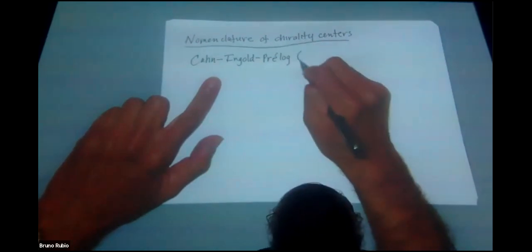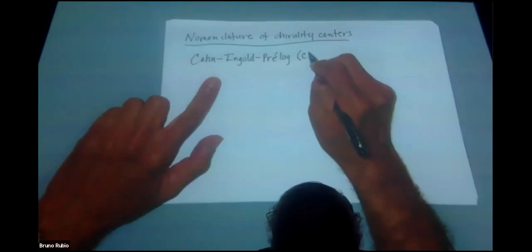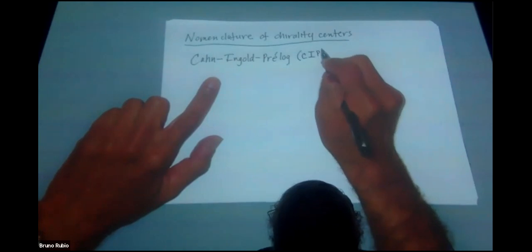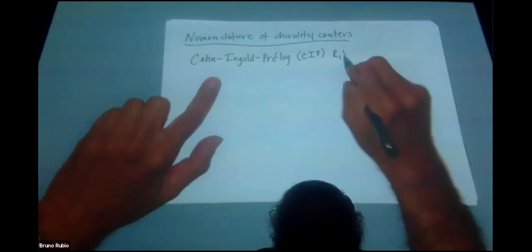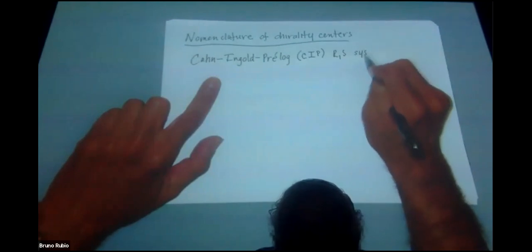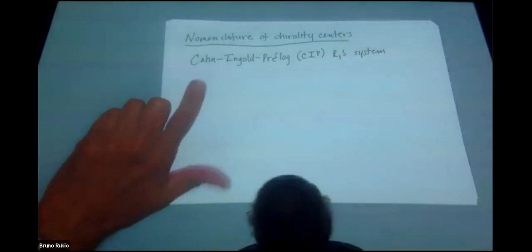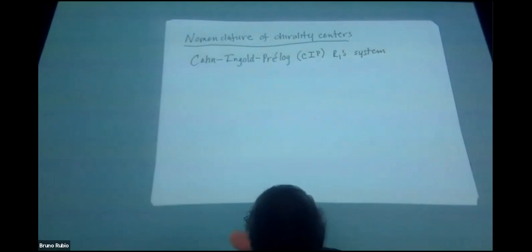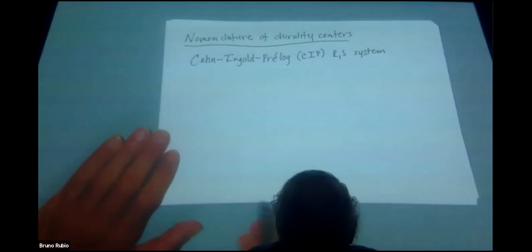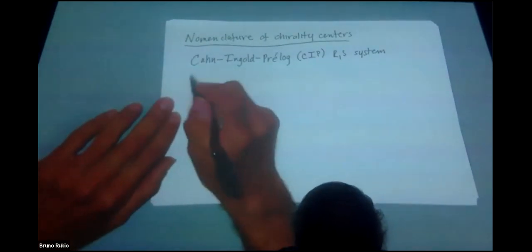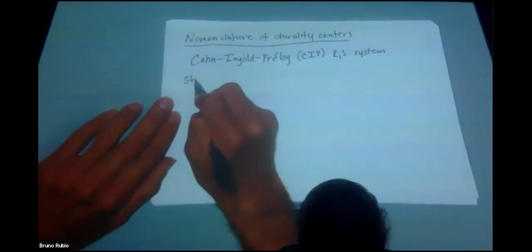So instead of saying Kahn-Ingold-Prelog, we usually say the CIP-RS system. Okay, and this is how we designate the chirality of a chirality center. So what I'm going to do is I'm going to lay down the law, and then we can work some examples. Okay, so here are the steps.